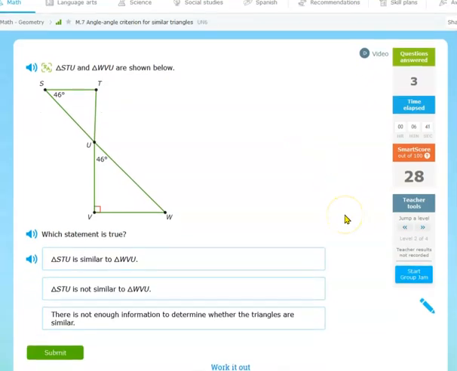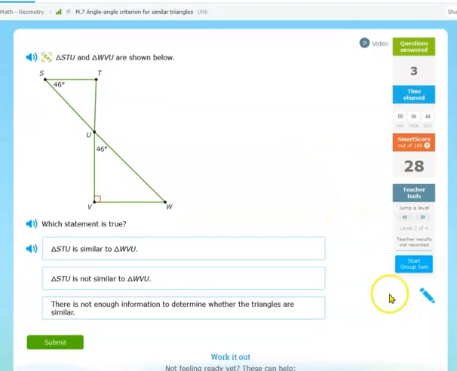Okay, let's keep on going. This one is just like the one that we just did. So maybe for this one, I'll start off by marking the 46. So this is vertical angles. This is 46, so this one over here must be 46. And we can say that that is a pair of matching angles.